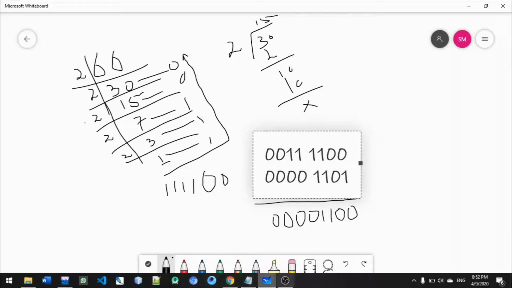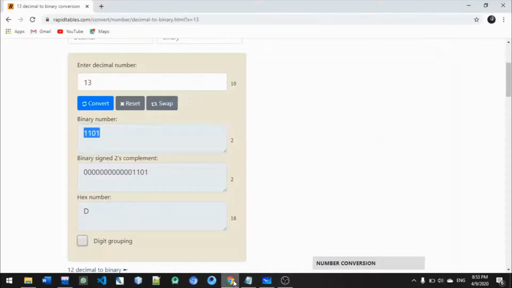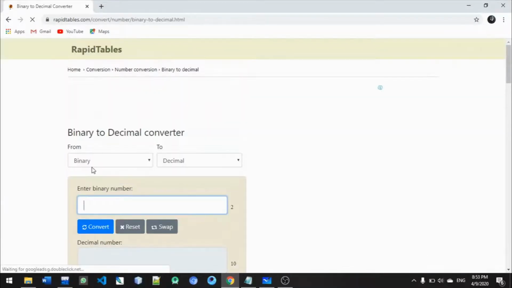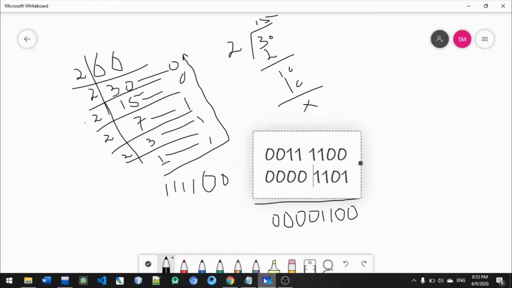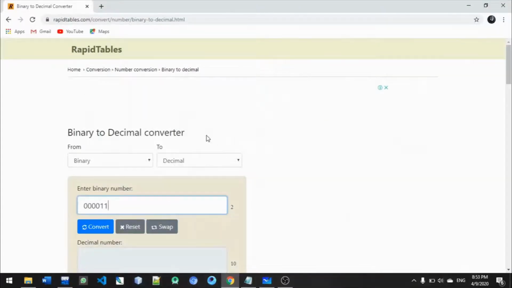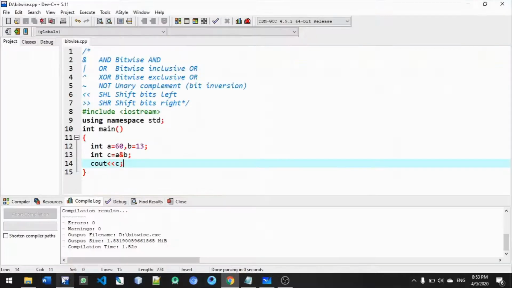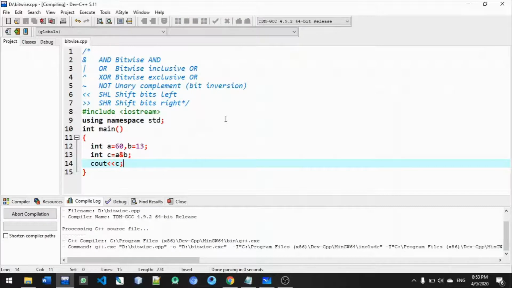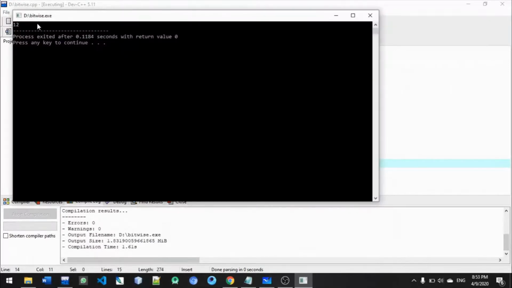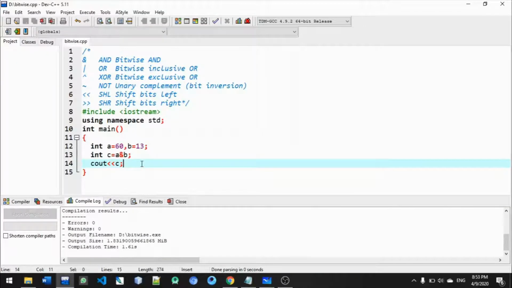Now let's check it out on a calculator. What is the result? Now we have 0 0 0 0 1 1 0 0. Convert it, and see this, 12. Our answer is 12. If I run it again, our answer is 12. Okay guys, this is the AND operator.